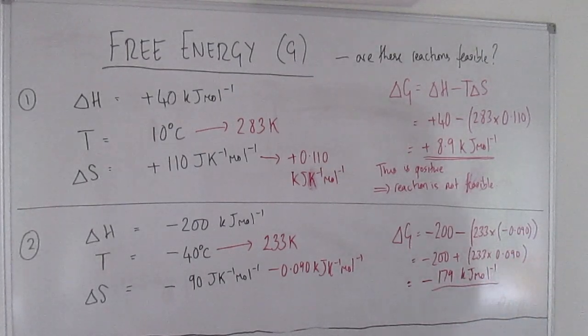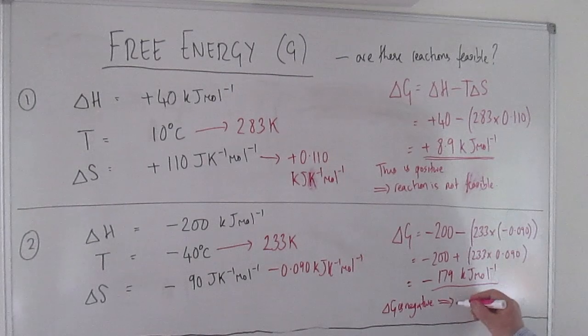So this time it's negative. Okay, so you say delta G is negative, which means that the reaction is feasible.